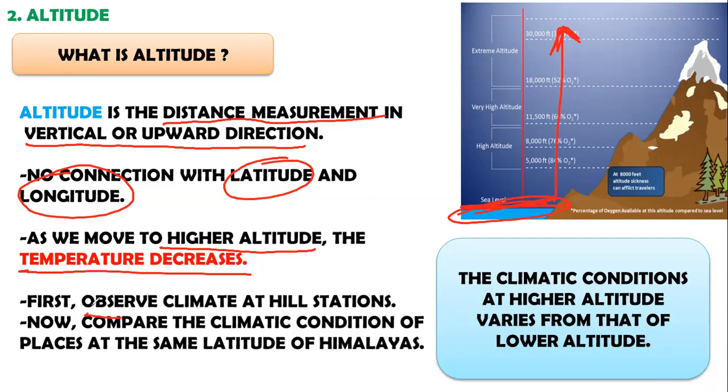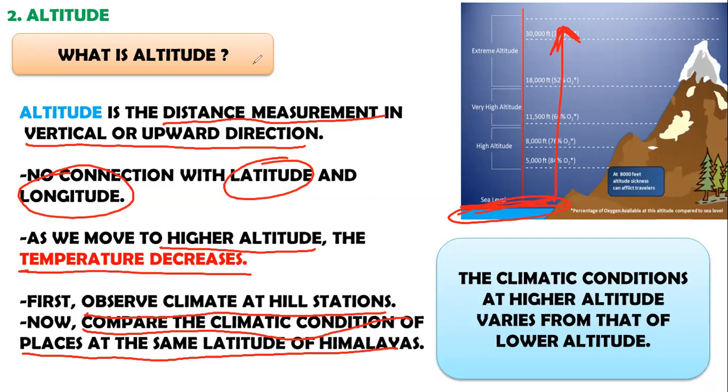Now, first observe the climate at hill stations. Just imagine all the places that are hill stations. They have cold climate, correct? Now compare the climatic condition of places at same latitude of Himalayas. You have to compare the climatic condition of places that fall at the same latitude of Himalayas. Now I'm talking about latitude.